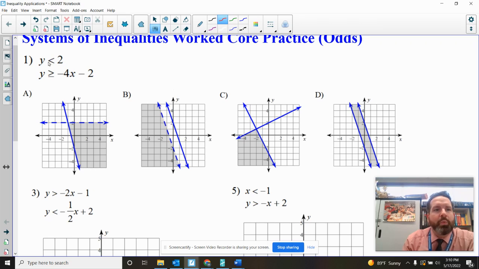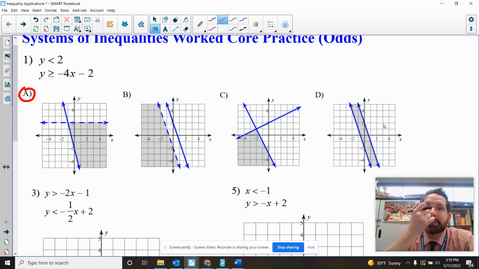So let's start with y less than 2. Notice how there's no x in that inequality. That means your y coordinate stays the same. It's going to be a straight horizontal line. That line should be dashed because there's no equal bar underneath, and should be at a height of 2. So right away, we know the answer is going to be A because that's the only one that has a straight horizontal line that's dashed at a height of 2. None of the others do.